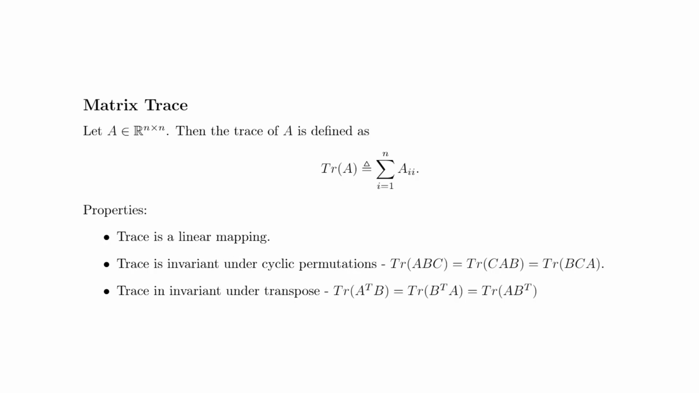Trace is also invariant under transpose, so the trace of A transpose B is equal to the trace of B transpose A is equal to the trace of AB transpose.